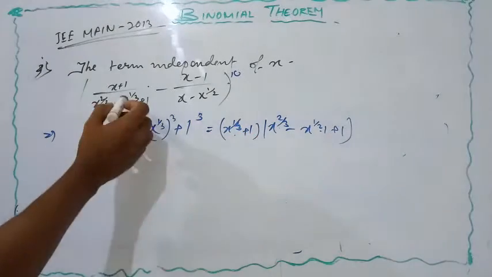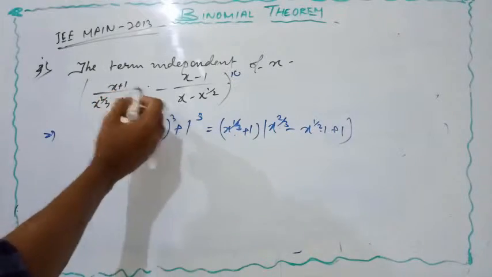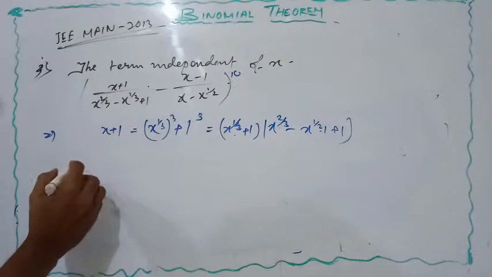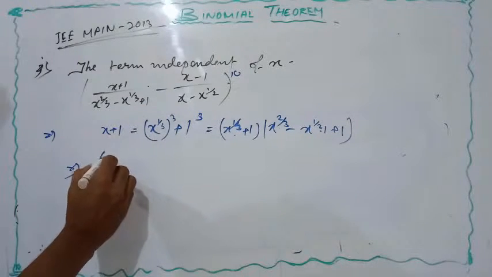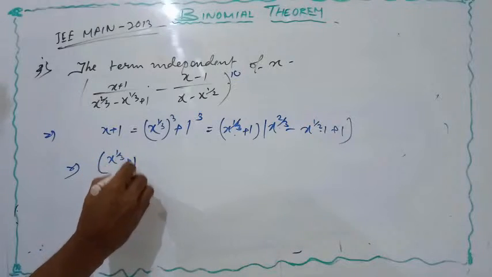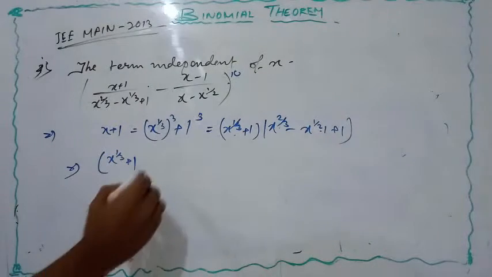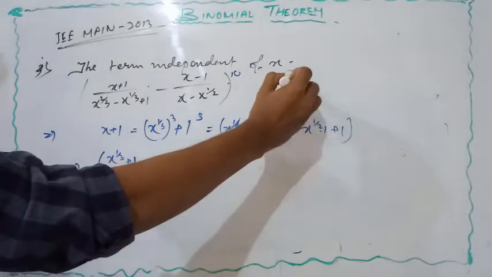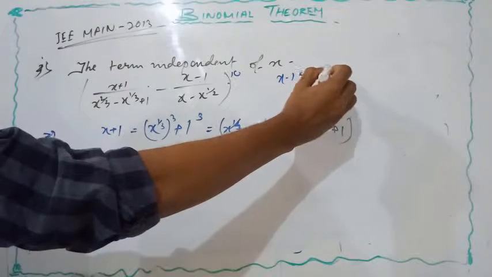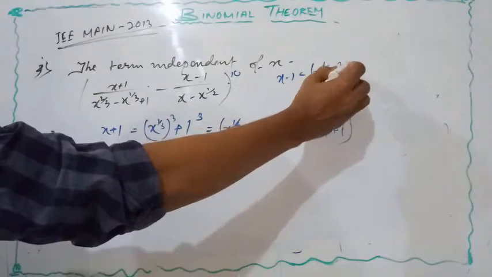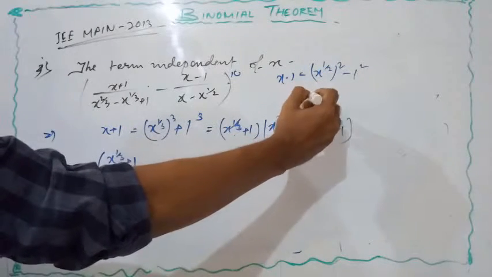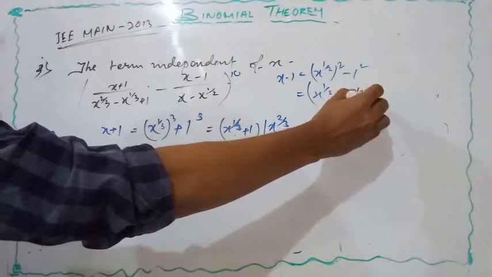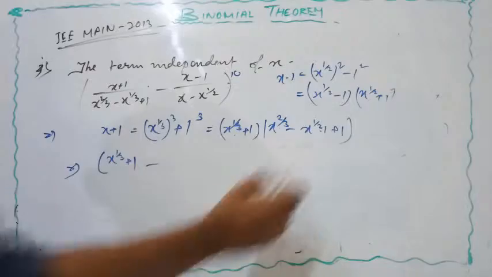If you replace x plus 1 by this, then this term and this term will get cancelled out. So the remaining term will be x to the power 1 by 3 plus 1, right? And from here, x minus 1 can be written as x to the power 1 by 2 whole square minus 1 square, that is a square minus b square, that is nothing but (x to the power 1 by 2 minus 1) into (x to the power 1 by 2 plus 1), right?